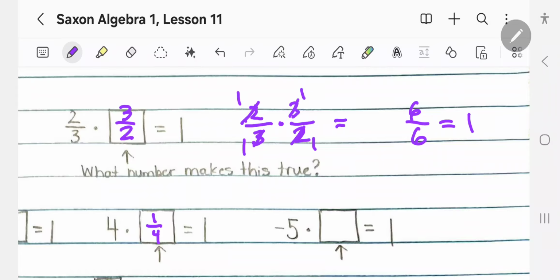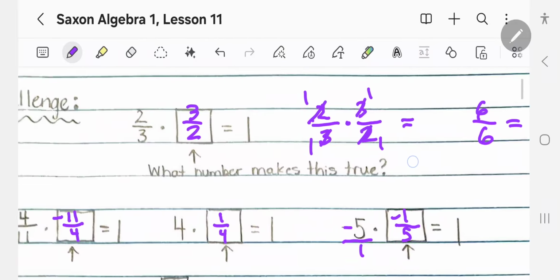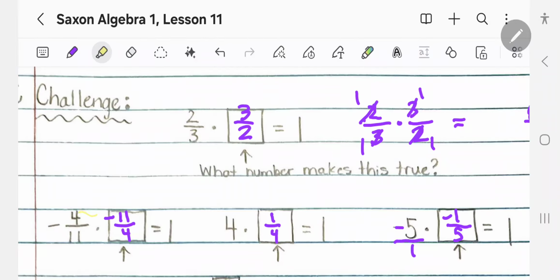-5 times something is equal to 1. Think about this -5 as over 1. We want the 5 on the bottom over here, so it'll cancel with this 5, and we'll put a 1 on top. And since we need a positive 1 over here, we're going to need to make this negative, because a negative times a negative would be a positive. So let's look at those numbers. You have -4/11, -11/4, 4, 1/4, -5, -1/5.